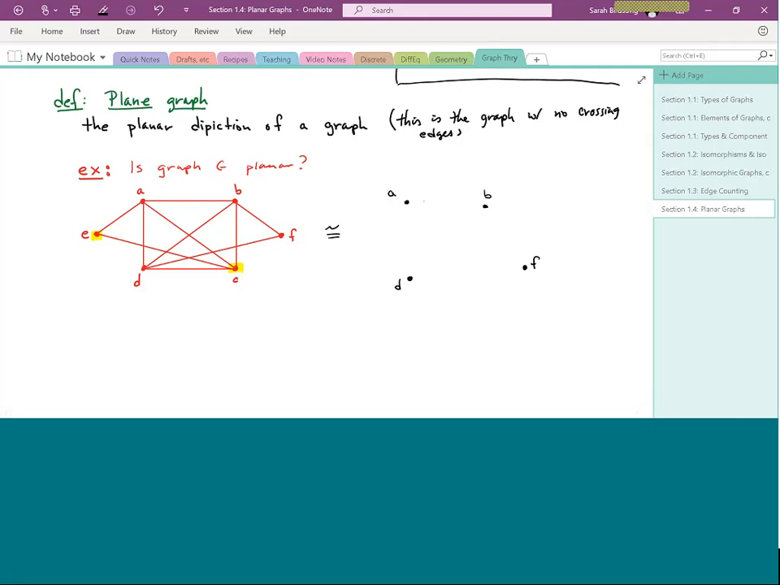So A is adjacent to B, A is adjacent to C, which we haven't drawn yet, E, which we haven't drawn yet, and A is adjacent to D. B is adjacent to F and A. It's also adjacent to C, which we haven't drawn in yet, and adjacent to D. F is only adjacent to B and D, and D is adjacent to A, B, F, and C. So we've drawn in everything that we can so far.